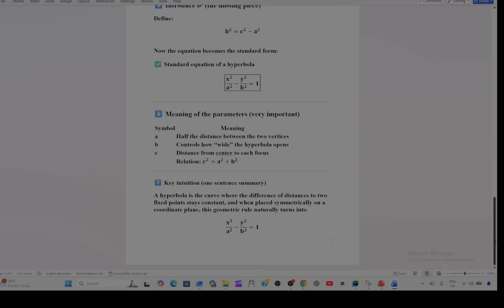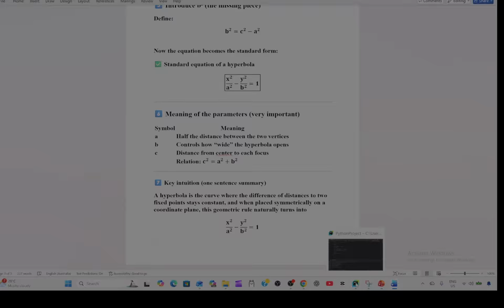constant. And when placed symmetrically on a coordinate plane, this geometric rule naturally turns into x squared over a squared minus y squared over b squared equals 1. Okay, now that's all the explanation. Now we go to the Python program, right?